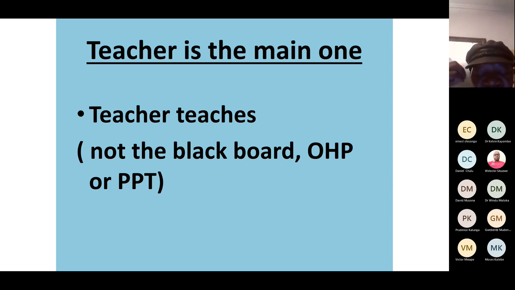Don't put your notes on the blackboard or overhead projector or PowerPoint and expect them to read from there. No, you are projecting that just to catch their attention so that they can see the relevant things you are doing. But the most important facilitator, not the conveyor of message, but facilitator is you and the activities you engage the learners in. That is important.